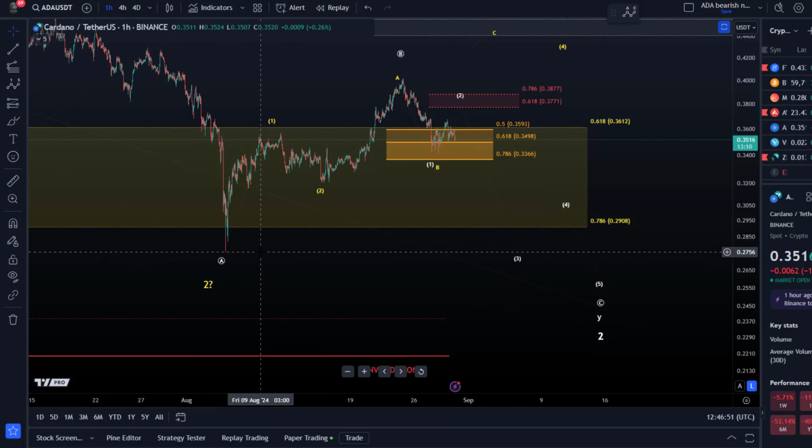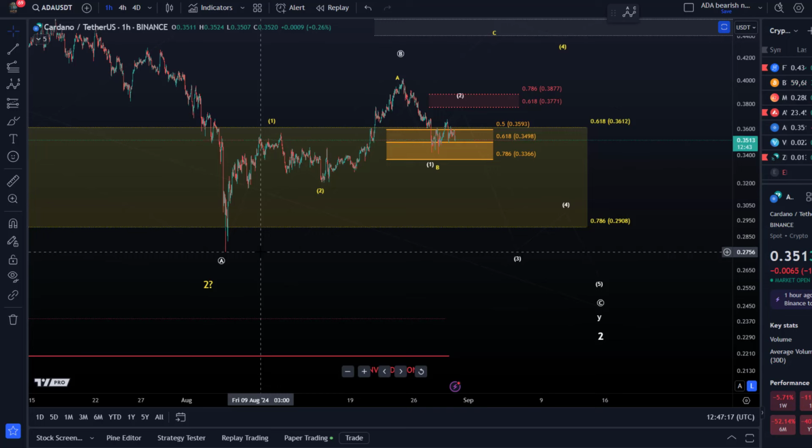Overall, the situation hasn't changed, but I have added a microstructure in white to the white scenario, just because it allows us to add a resistance area, which gives us more parameters to watch and makes the chart clearer, because it tells us where the market could find resistance in a wave 2. Any break above that resistance area would then put the yellow count back in control. That should give you all the parameters you need to know.